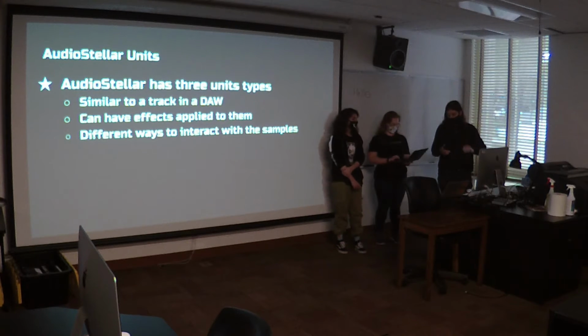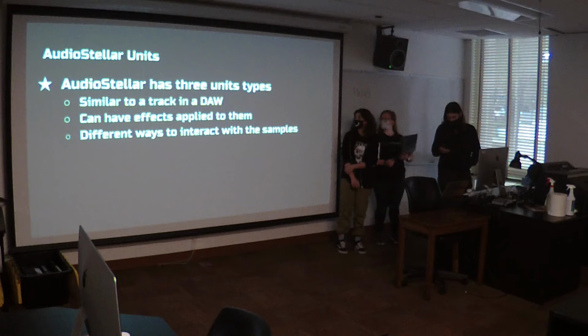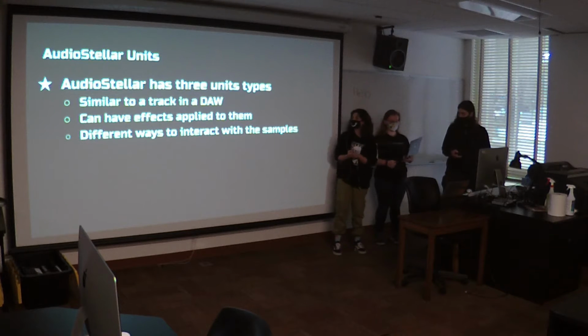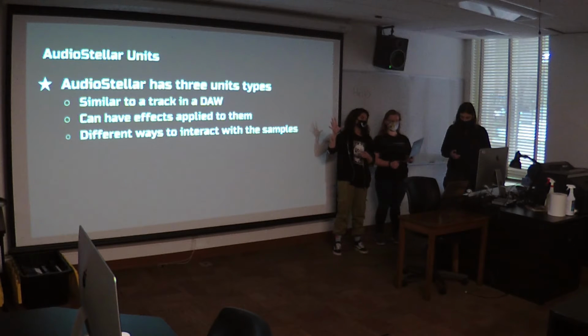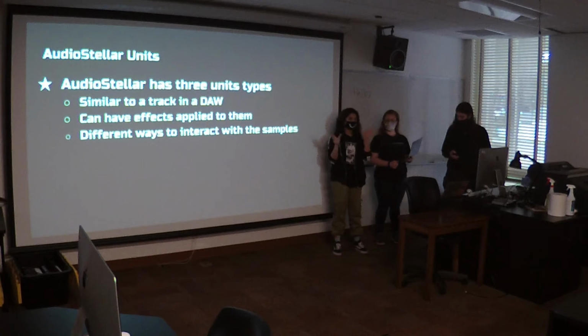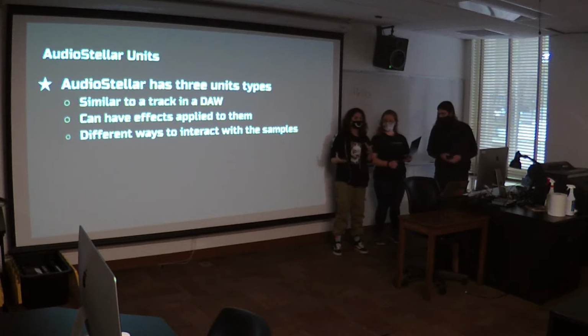AudioStellar has three different unit types, which I'll be talking about. When you open AudioStellar, these will be on the left-hand side, and you can select them and add different units like you would tracks in a DAW. And then on the right-hand side, you'll have the effects panel where you can add all types of different effects, change the parameters, things like that. Each type of unit creates different ways to interact with the samples.